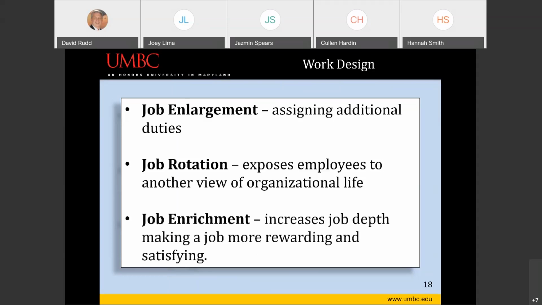The last one we're going to discuss is job enrichment. Job enrichment is a kind of motivational technique used to increase employee satisfaction in the workplace by delegating additional responsibilities that would typically be reserved for a higher level position, such as a manager or a supervisor. Okay, so you're really increasing, as you can see here, the job depth and making it more rewarding.